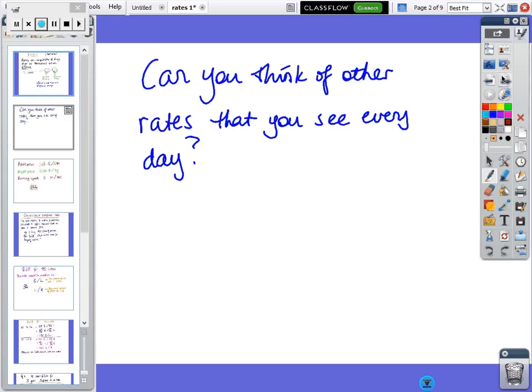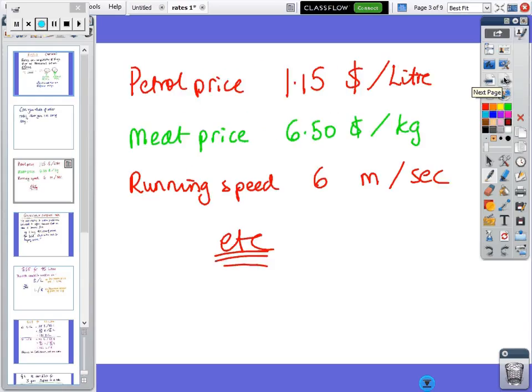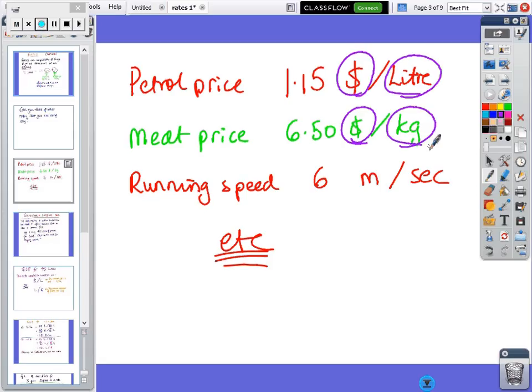Okay, so on my next slide, I've got some other rates. For instance, petrol price, $1.15 per litre. Meat price, $6.50 per kilogram. Your running speed, 6 metres per second. All of these things, dollars and litres are different. Dollars and kilograms are different. Metres and seconds, they're different. So anything you've got like a per, then you've got a rate. Okay, so copy those down and come across.